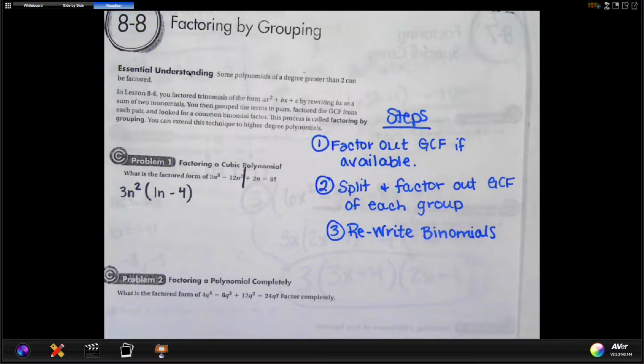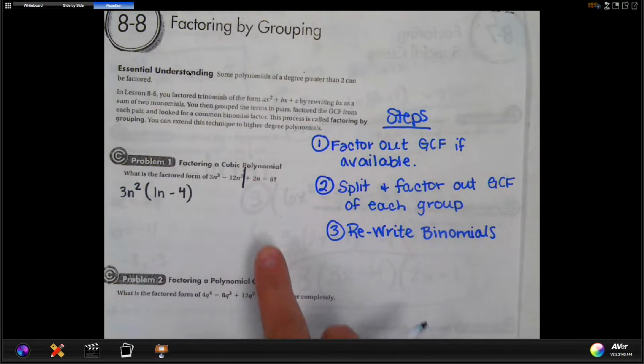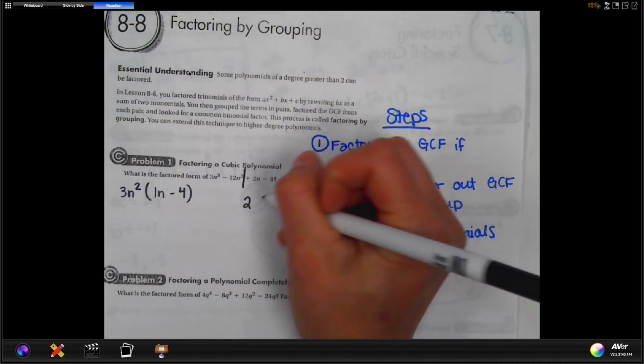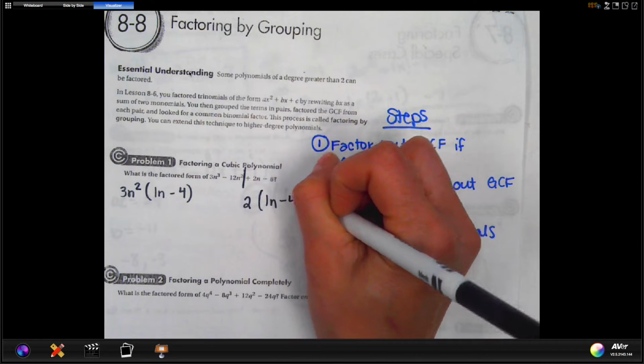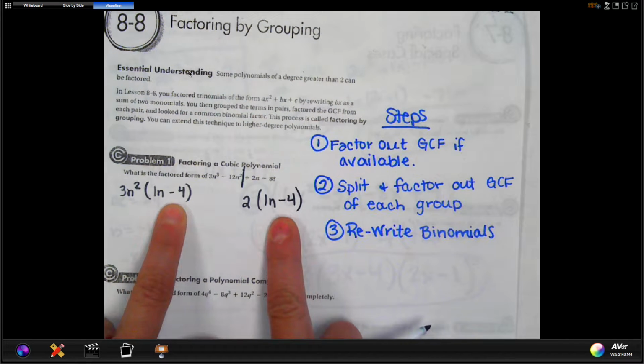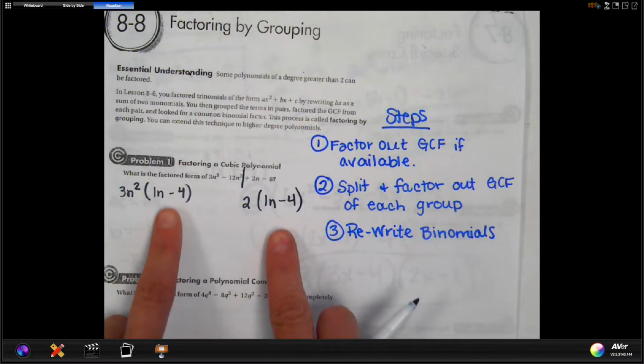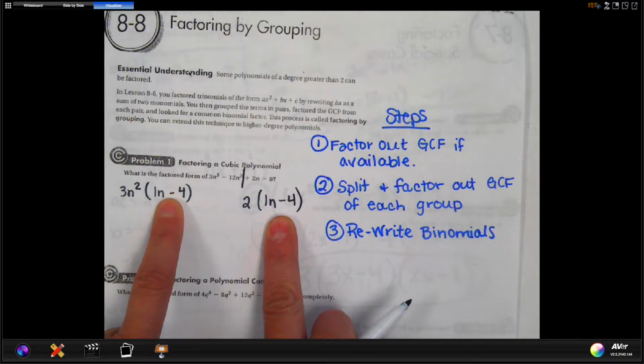Okay, now let's do the other side. So what's the greatest common factor that can come out of 2n minus 8? Go ahead again, Brandon. 2. So that leaves us with 1n minus 4 again. And so just like we did before, even with the cubed, we still want to make sure that these 2 in the parentheses match, and they do.